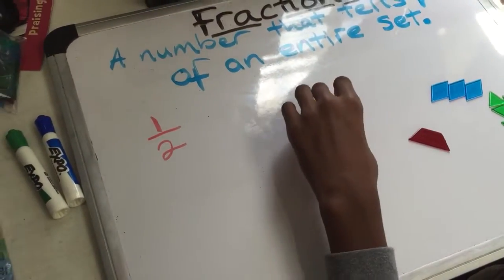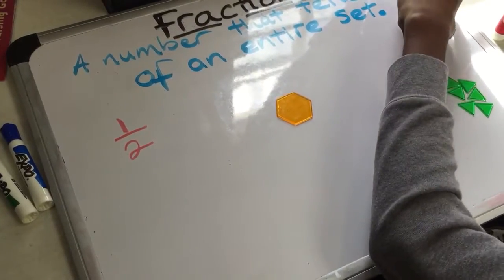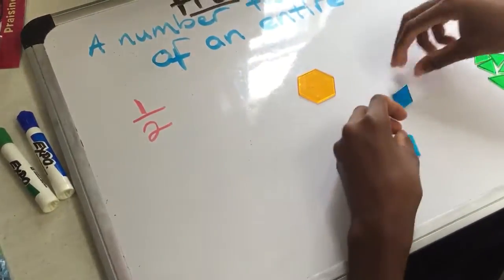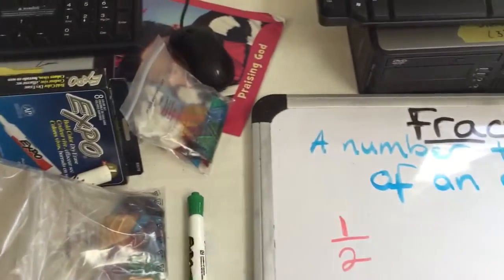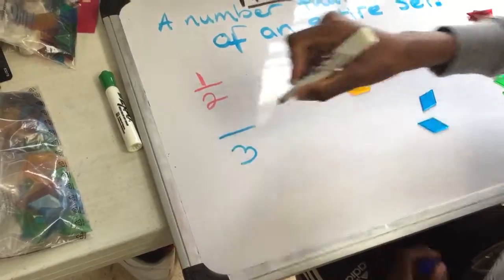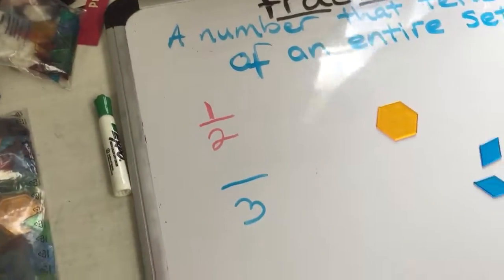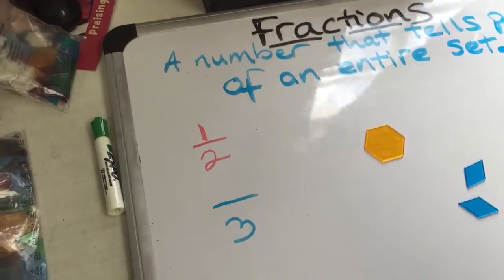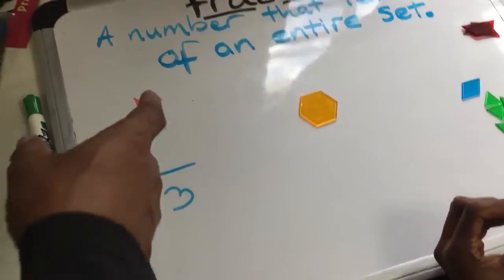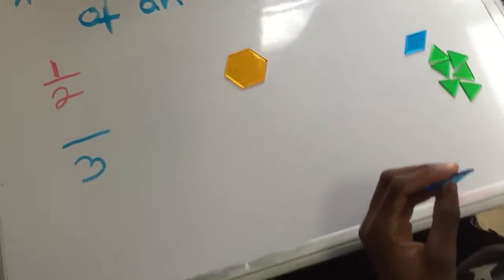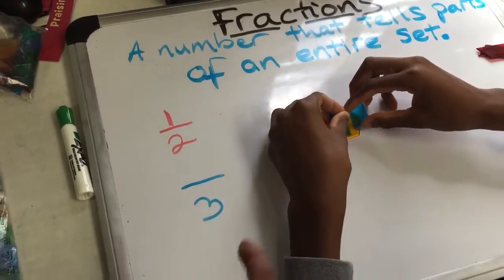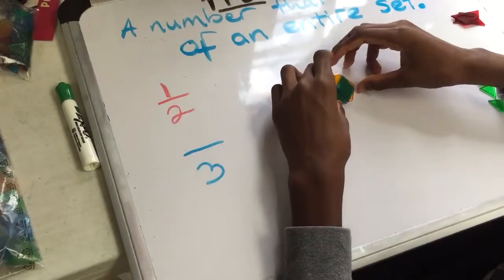So let's look at the next greatest piece. It's blue. How many pieces do you have? I have 3. So let's write that as a fraction. 3. What's this bottom number called again? The denominator. And that's telling you how many pieces you have all together of the entire set.